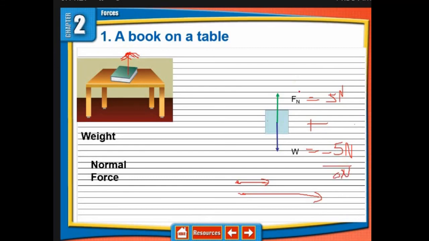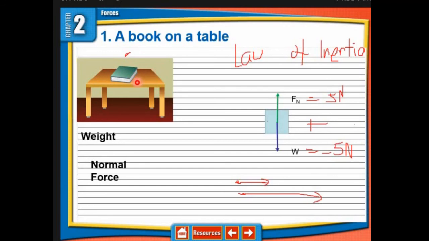So there is no unbalanced force. In this case, this is what we call balanced force. So it follows the law of inertia, because the forces here are balanced. That is why in the law of inertia, the object at rest will remain at rest. So in this case, the table is at rest. It will remain at rest forever and ever because the forces here are balanced.